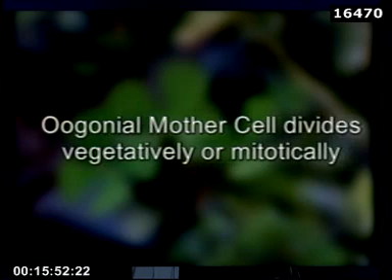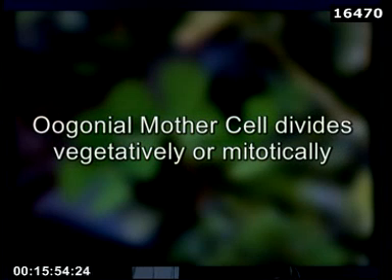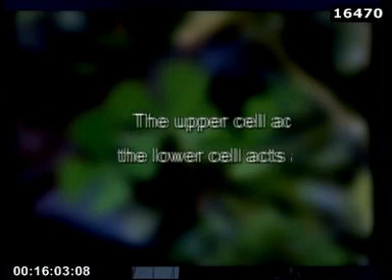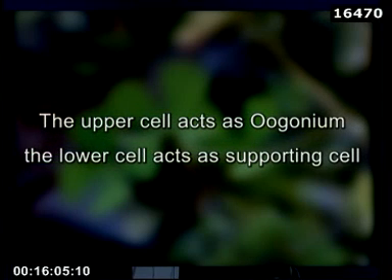Oogonia are highly differentiated female gametangia. The oogonium develops from the actively dividing or growing cap cell, and this growing cap cell acts as the oogonial mother cell. This oogonial mother cell divides vegetatively or mitotically into two cells. The upper daughter cell has more cytoplasm and a larger nucleus and acts as the oogonium, and the lower cell acts as the suffultory cell or supporting cell.